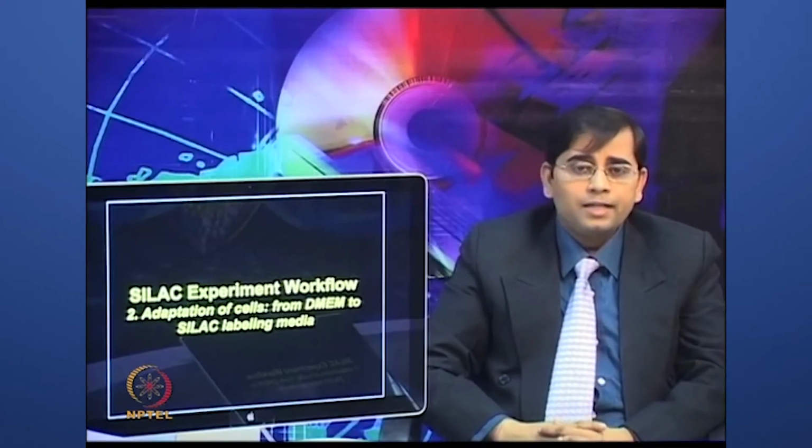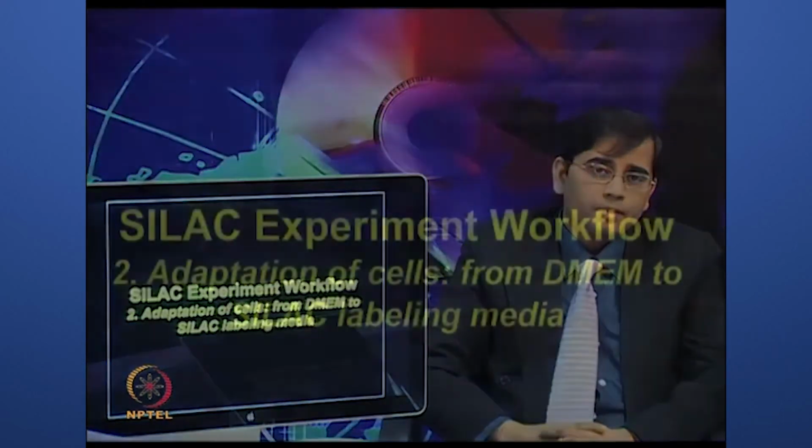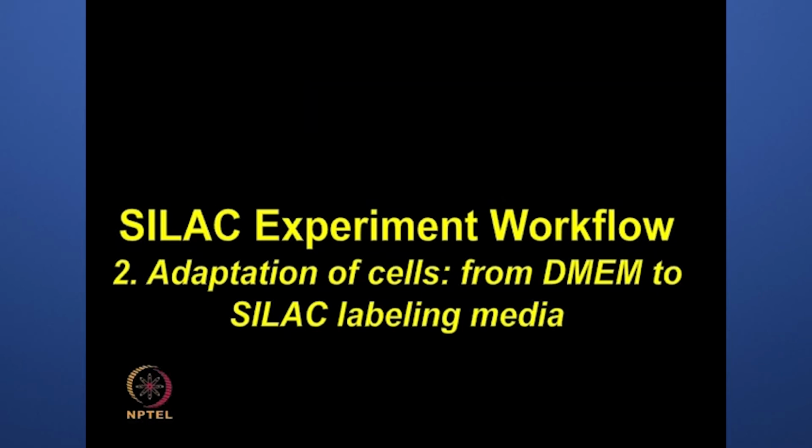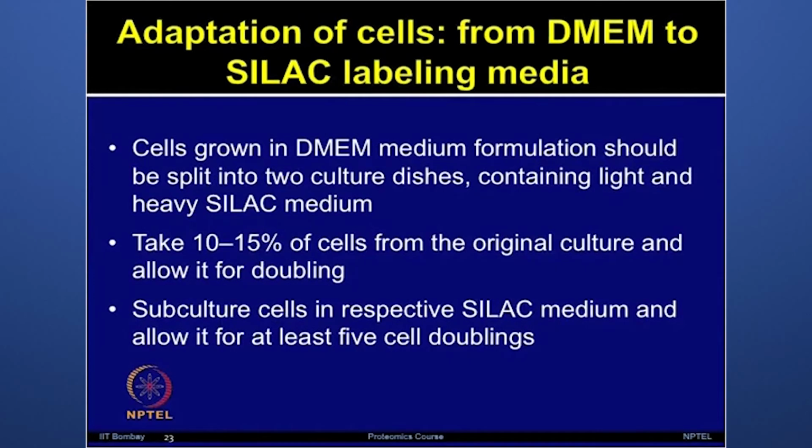In the SILAC experimental workflow, let us discuss the second point, the adaptation of cells from the DMEM media to the SILAC labeling media. These cells need to be adapted due to the slight differences in media formulations. So, if the cells are grown in DMEM medium, they should first be split into two culture dishes containing light and heavy SILAC medium.